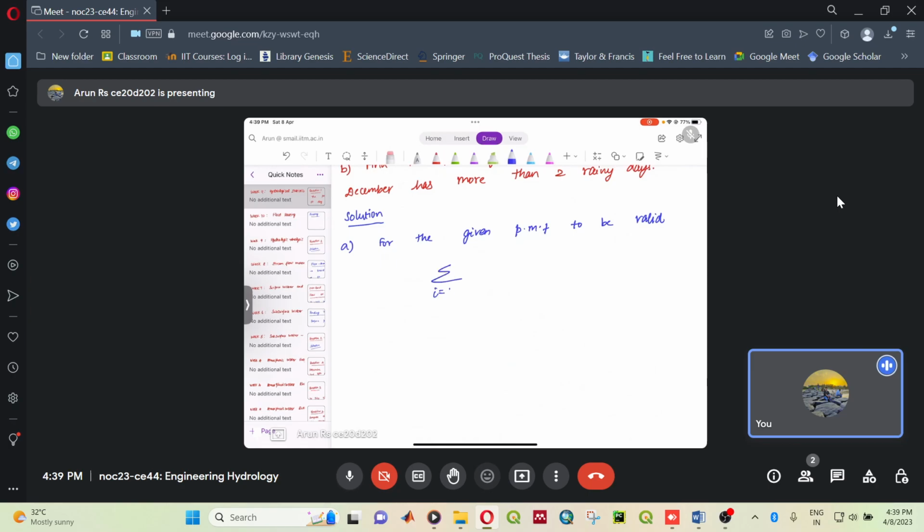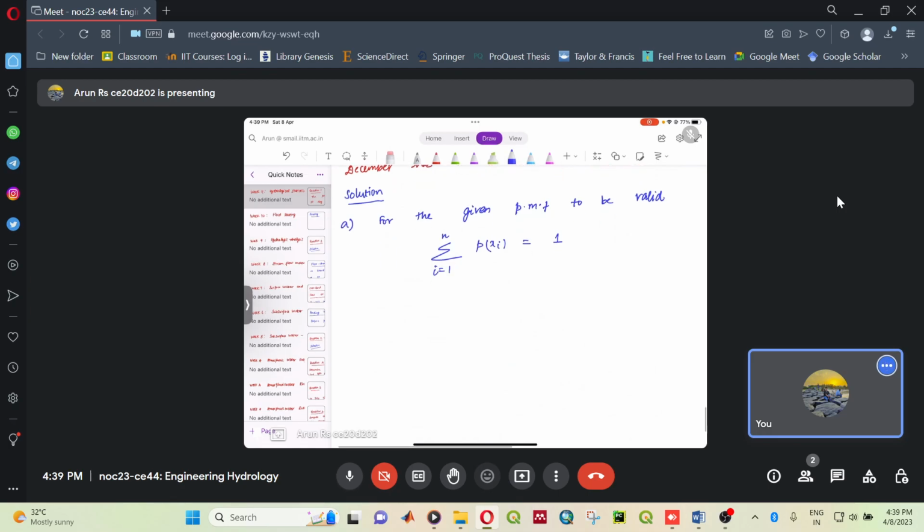The summation of P of xi, for i from 1 to n, should be equal to 1. So the summation of all the probabilities should be equal to 1. And here x can vary from 0 until 7.